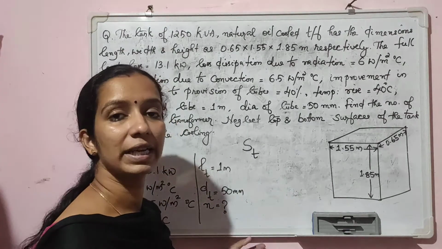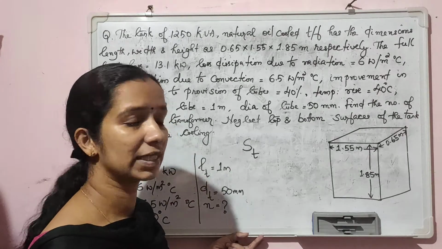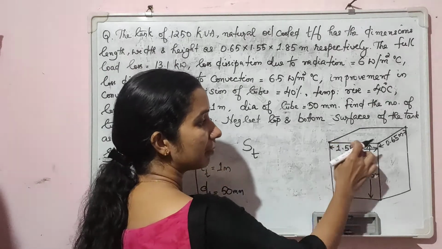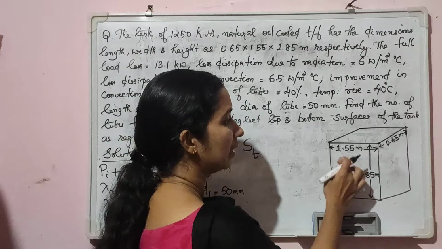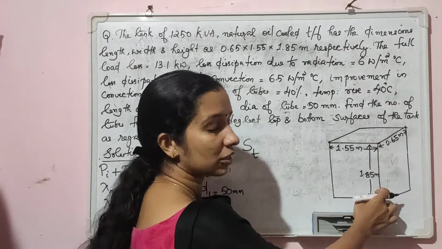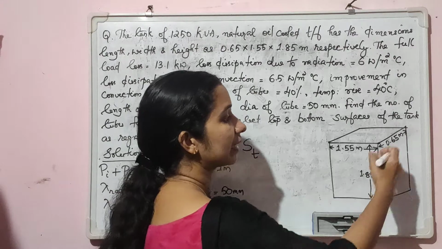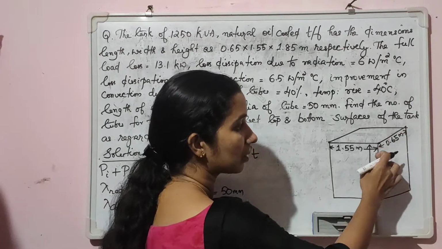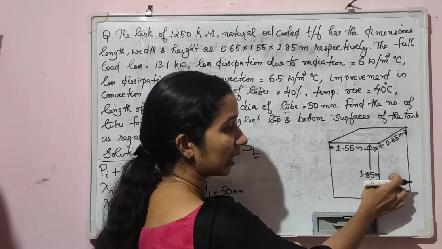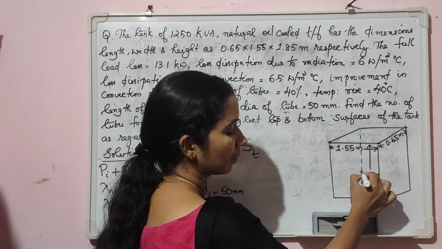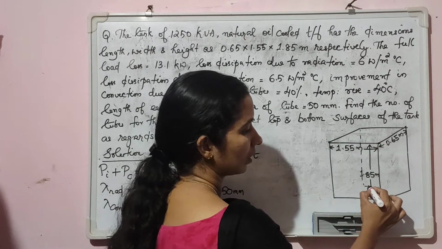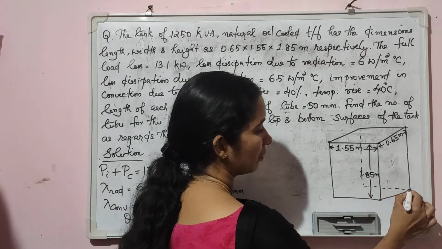So how to calculate the area of those 4 vertical sides? So this is the front face. If we are drawing the tank like this, this is the front face. So a similar face will be there at the back side. So this is one side face. So at the back of this side, there will be a similar face.